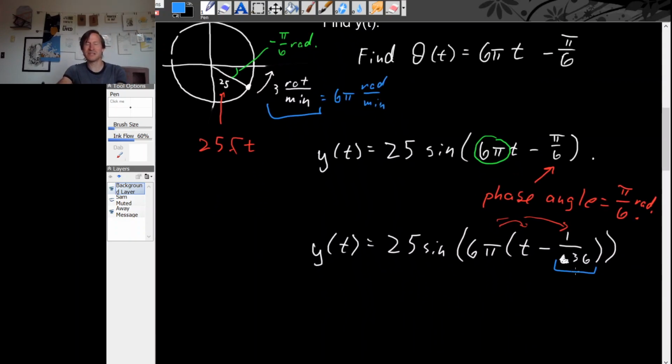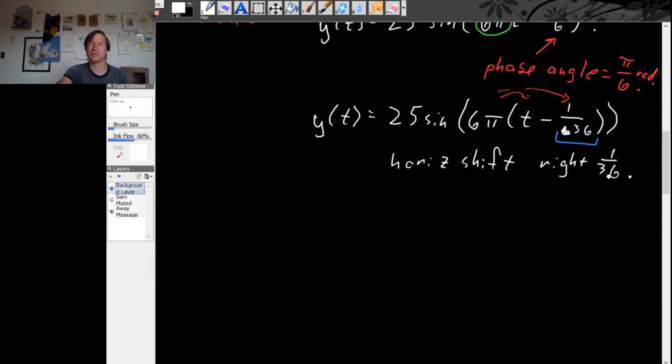You can tell the units must be in time because it's being subtracted from t, and t has units of time. So the horizontal shift for this situation is a shift right by 1 over 36. So you can see that the phase angle and the horizontal shift are related, but they are not the same thing. So you have to be a little bit careful about that.